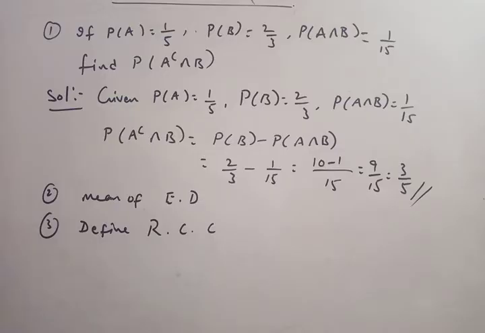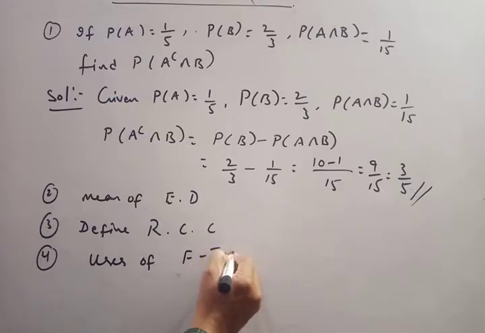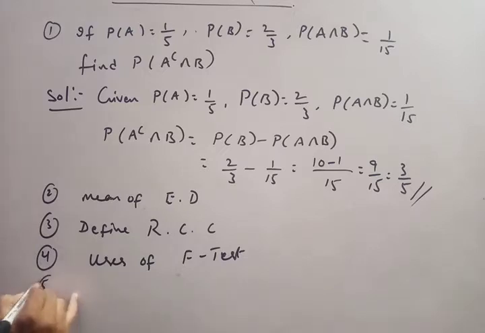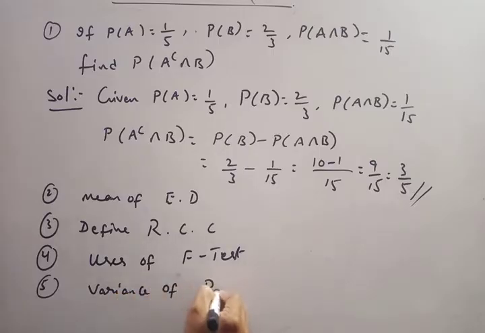So just write the 2 formulas. Then he is asking, write any 2 uses of F test. Uses of F test he is asking. See the F test, go through it and write the uses. Then he is asking variance of Poisson distribution. Then he is asking, write the normal equations of y is equal to a plus bx. This I think you know, right?